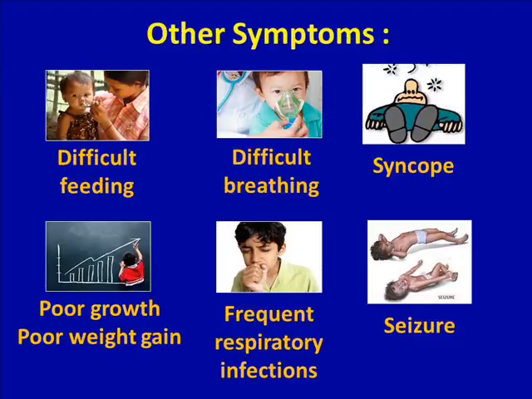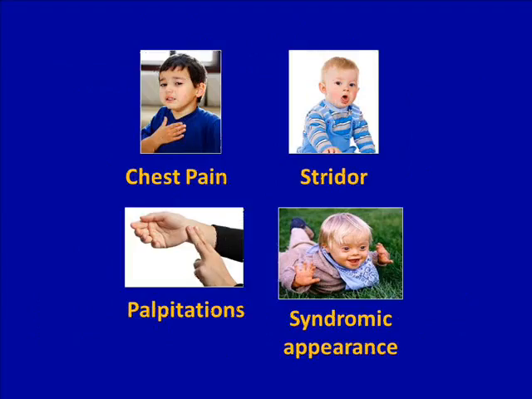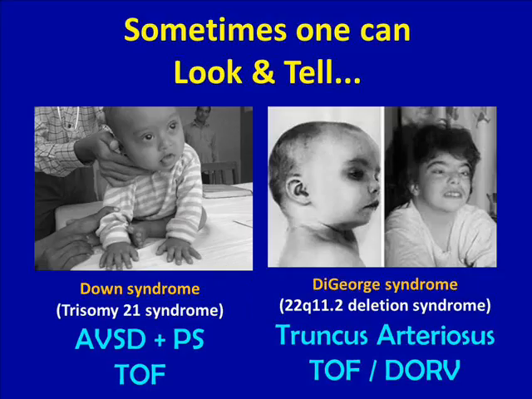Apart from cyanosis, patients with cyanotic congenital heart disease have other symptoms also, such as difficult feeding, poor growth, poor weight gain, difficult breathing, frequent respiratory infections, syncope, seizures, and also chest pain, palpitations, stridor, and one must also look for a syndromic appearance. That means sometimes one can look and tell a syndromic appearance.